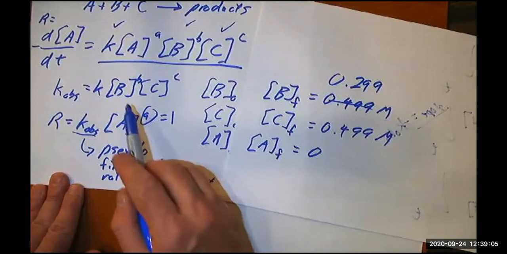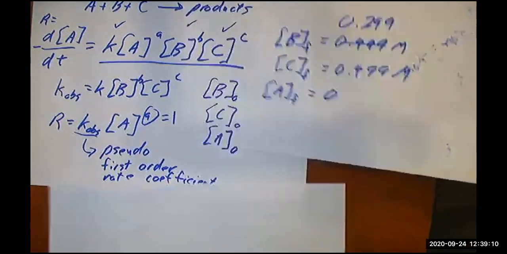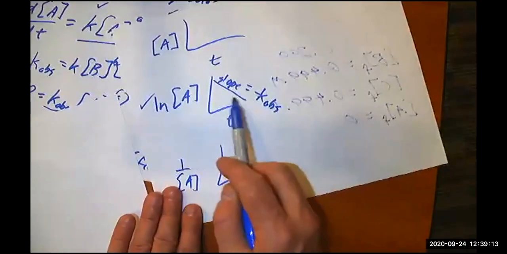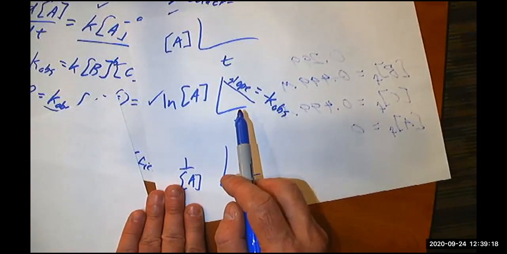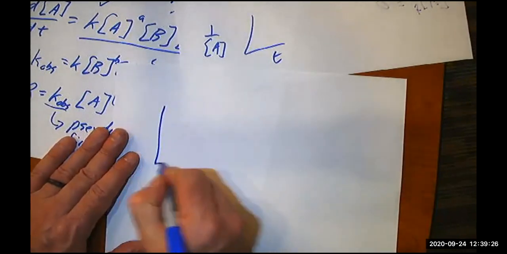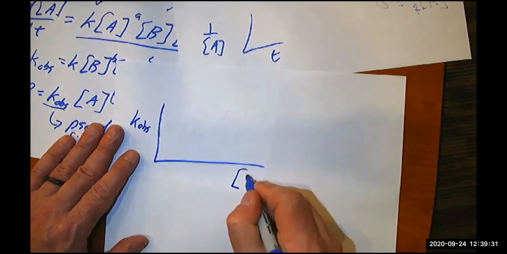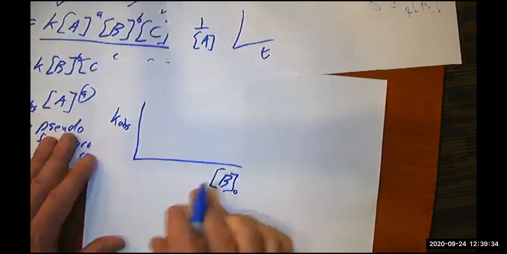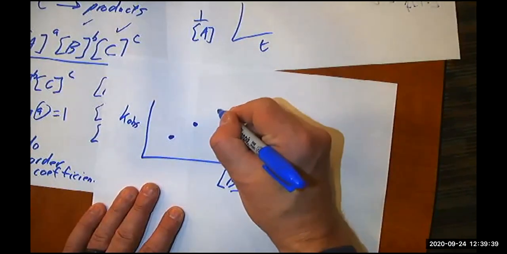But our value of K observed is going to be different because we've changed the concentration of B that's in here. So what you do then is you do this experiment multiple times for different concentrations of B that are all flooding. And you get the K observed in each case. And so you can then plot your K observed as a function of concentration of B that you started with, where all of them are flooding, and you're going to get different values.